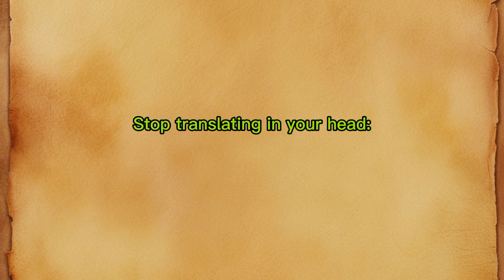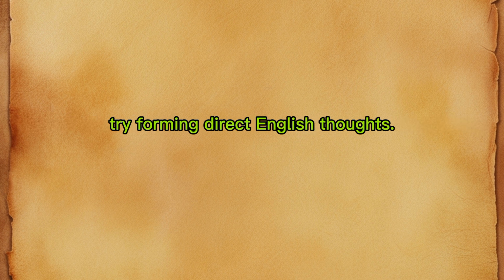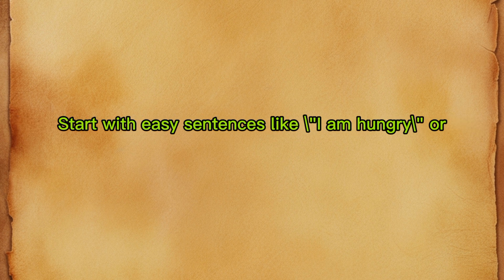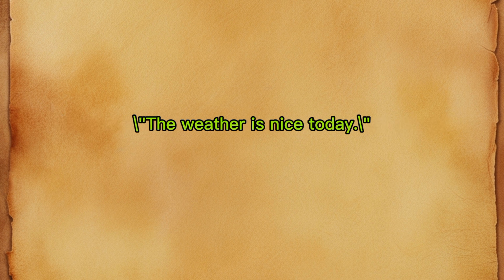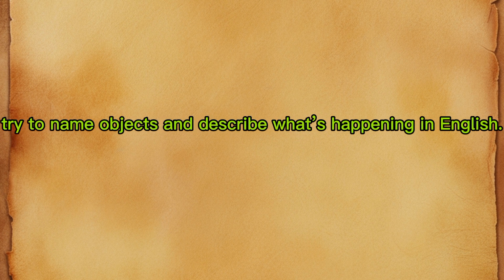Stop translating in your head. Instead of thinking in your native language and translating, try forming direct English thoughts. Use simple English first. Start with easy sentences like, I am hungry, or the weather is nice today. Describe your surroundings in English wherever you are. Try to name objects and describe what's happening in English.